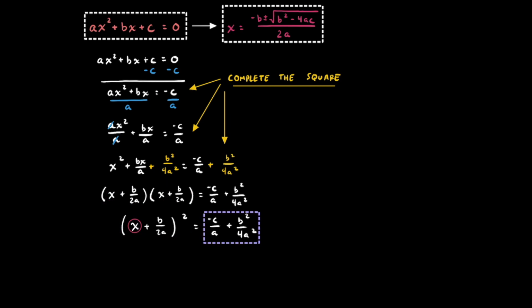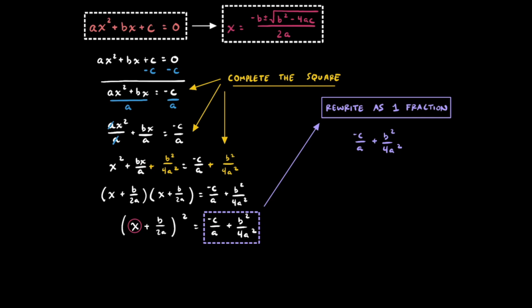Now let's focus on simplifying the right side. We need to rewrite the right side as one fraction. To do that, we're going to need to find the LCD, or least common denominator. Since this a here is a factor of 4a squared, the LCD is just going to be 4a squared. To get that fraction on the left to have that denominator, we're going to have to multiply it by 4a over 4a. We can leave the fraction to the right because it already has a denominator of 4a squared.